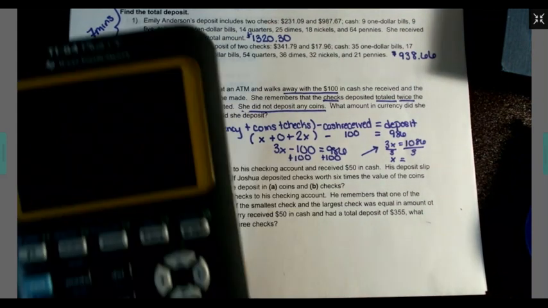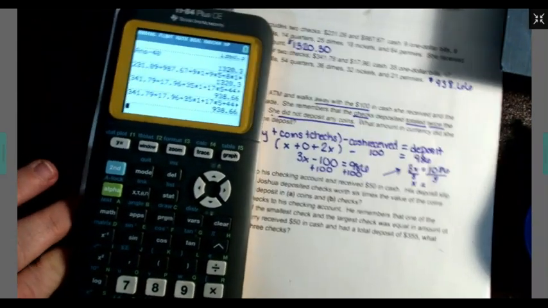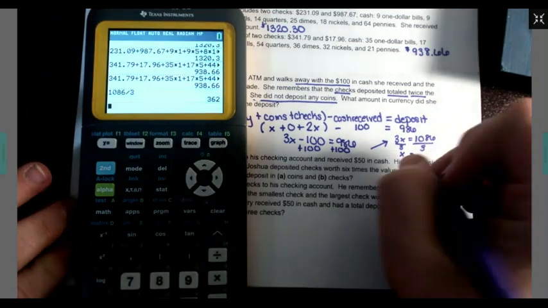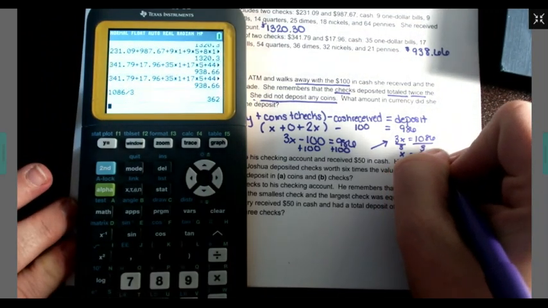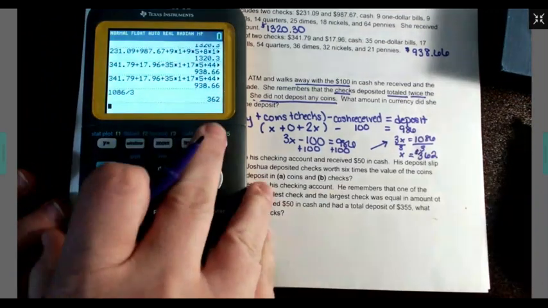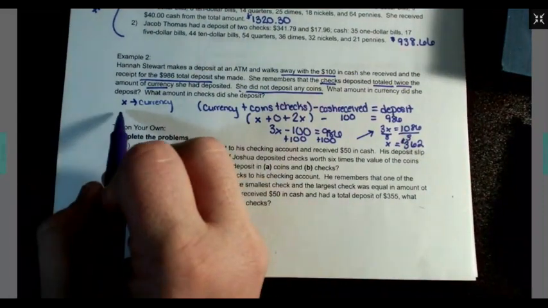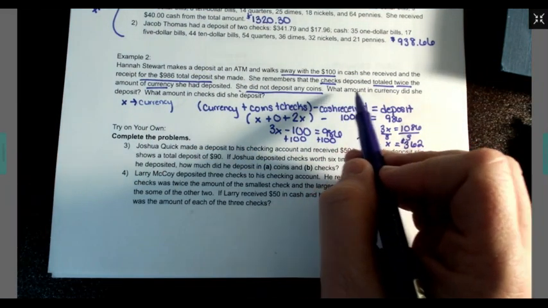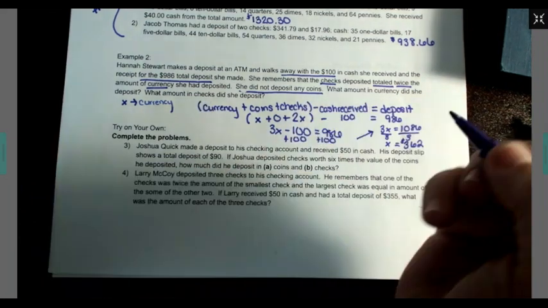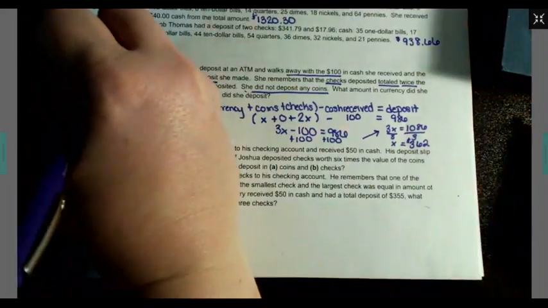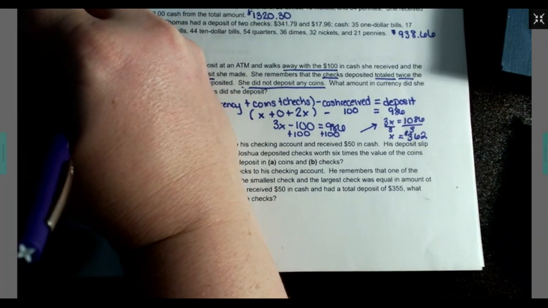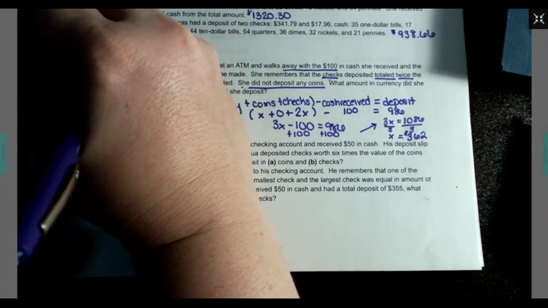And let's take a look. 1086 divided by 3 is $362. Now recall, back at the beginning, I said that X represented my currency amount. So it says, what amount in currency did she deposit? Well, we had $362 in currency.